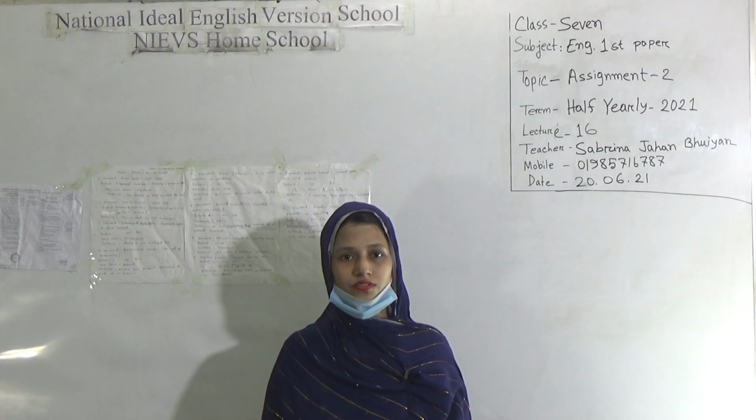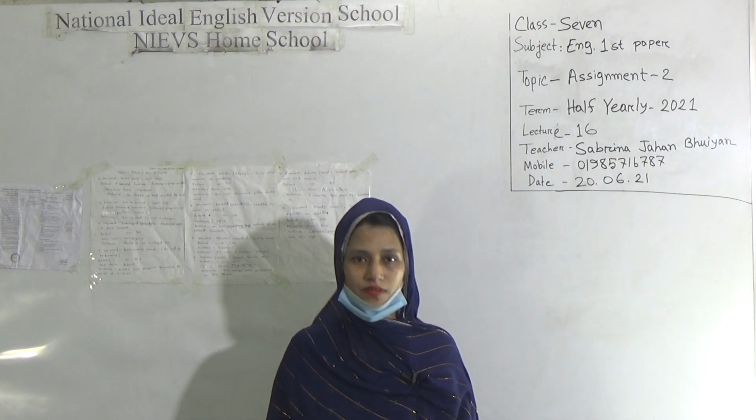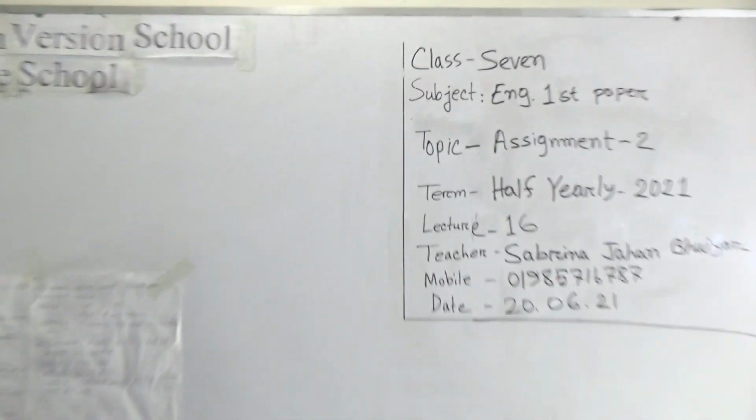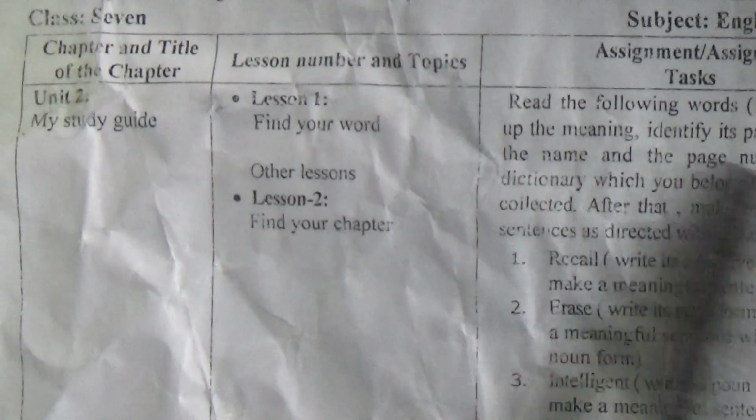Dear students, today I am going to take the English first paper class for the students of class 7. Look dear students, our today's topic is assignment 2. Please follow the board. Here you have to learn unit 2, My Study Guide, and the lessons are lesson 1 and lesson 2, which you have to read. Okay, so now I am going to talk about the assignment task.